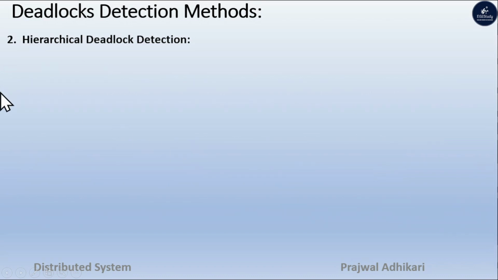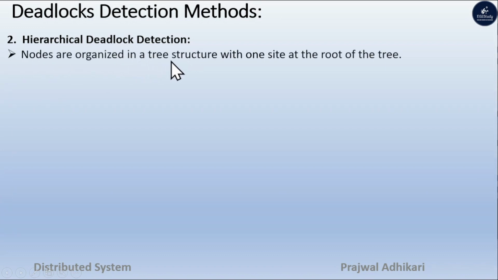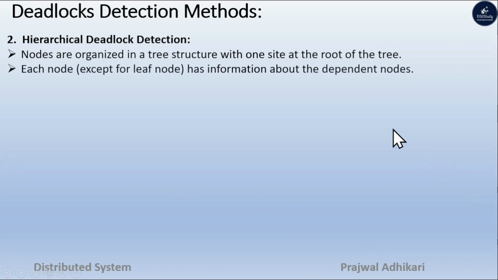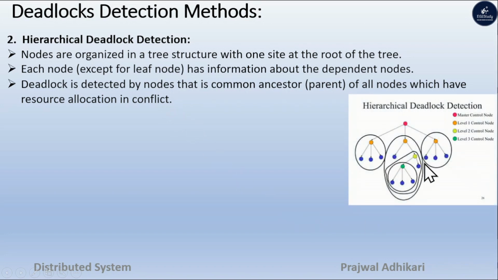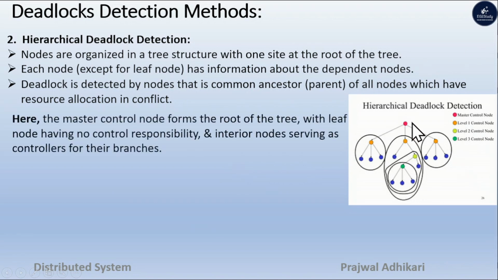Second is hierarchical deadlock detection. Here, nodes are organized in a tree structure with one site at the root of the tree. Each node, except for leaf nodes, has information about the dependent nodes. Deadlock is detected by the node that is the common ancestor, parent, of all nodes which have resource allocation in conflict. This is the simple diagram of hierarchical deadlock detection. Here, the master control node forms the root of the tree, with leaf nodes having no control responsibility, and interior nodes serving as controllers for their branches.